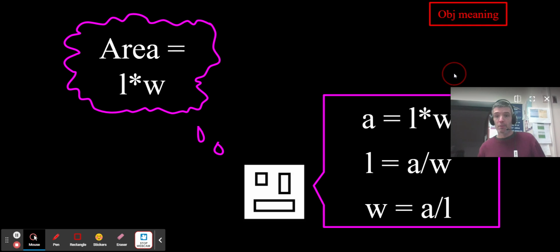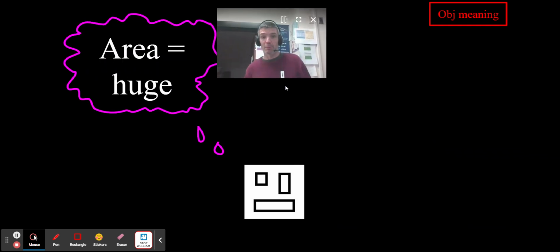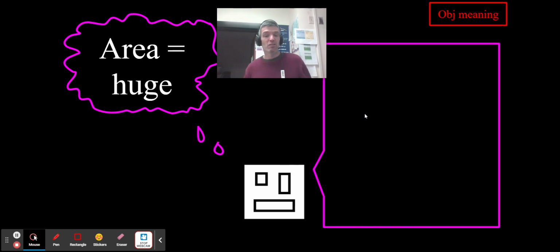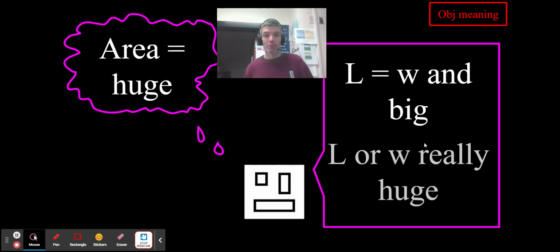Also, if I know area to be a certain value, like a really big number, what does that mean about the length and the width? That there's two scenarios in general. They're both pretty big in general, or one's really, really big, a lot bigger than my area. And that would allow my area to be big.